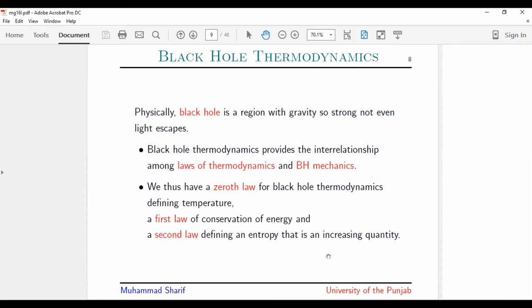Now I would discuss these laws in black hole thermodynamics. Physically, a black hole is a region with gravity so strong, not even light escapes. So black hole thermodynamics provides the interrelationship among laws of thermodynamics and black hole mechanics. So we thus have a zeroth law for black hole thermodynamics defining temperature, first law of conservation of energy, and second law defining an entropy, which is an increasing quantity.